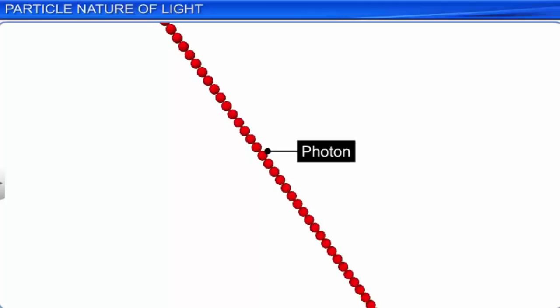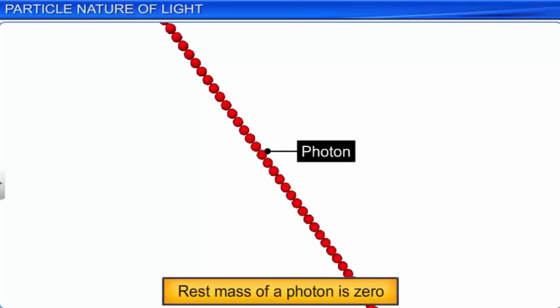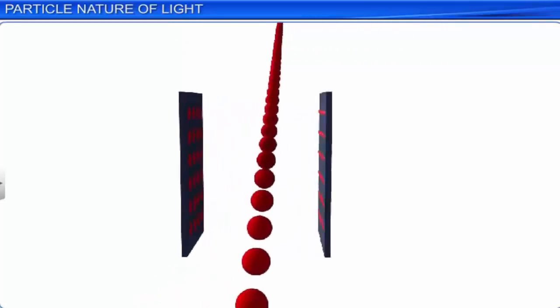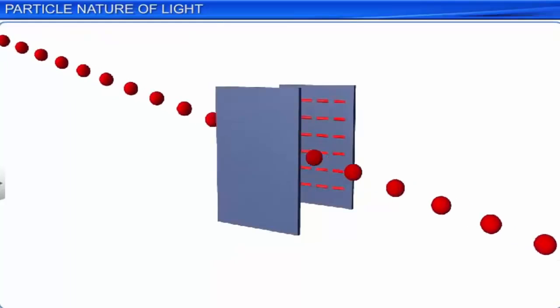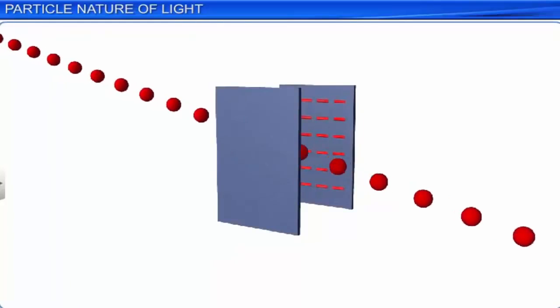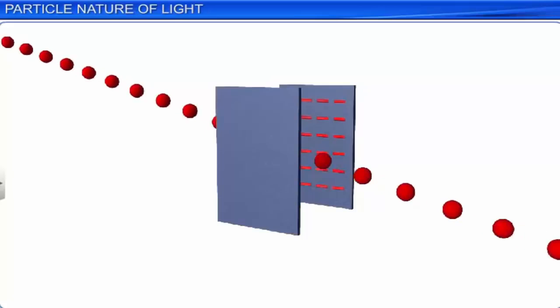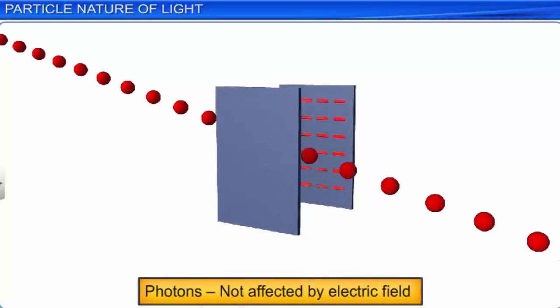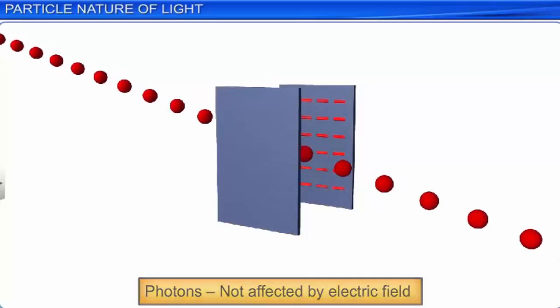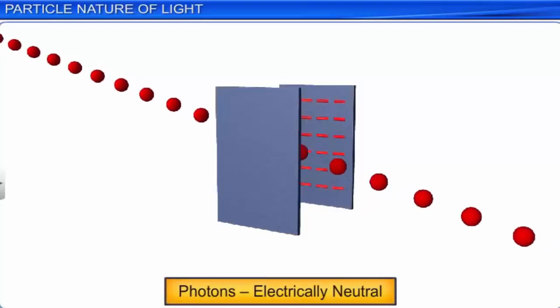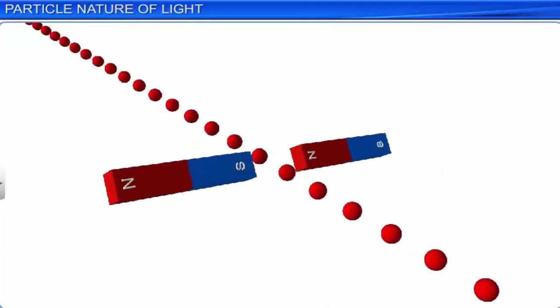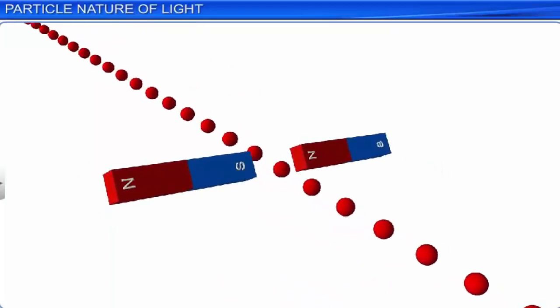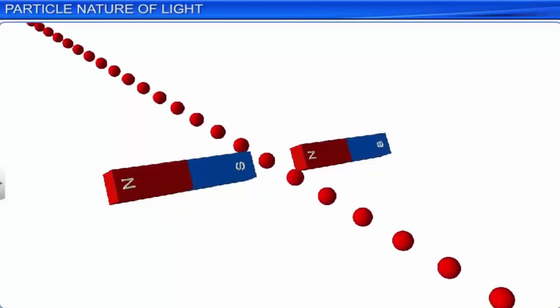The rest mass of a photon is zero. Photons pass undeviatedly through an electric field, which can be created by the charged plates of a capacitor. Hence, we can say that photons are not affected by electric field, which means they are electrically neutral. The photons also travel undeviatedly in the region between the two magnets, and so they are not affected by magnetic fields as well.